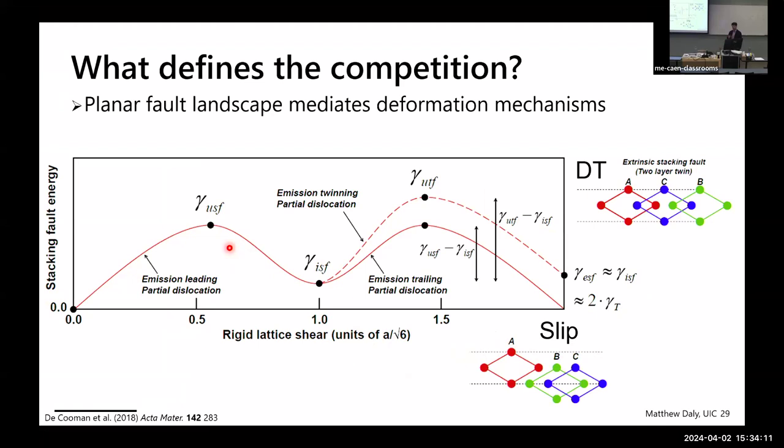So what do I mean when I'm talking about the fundamental defect metallurgy? I mean the generalized planar fault energy curve or the generalized stacking fault energy curve, depending on the mechanism you're looking at. This curve is probably very familiar to people, but if you'll indulge me, I'll briefly explain it for people that may not be as familiar.